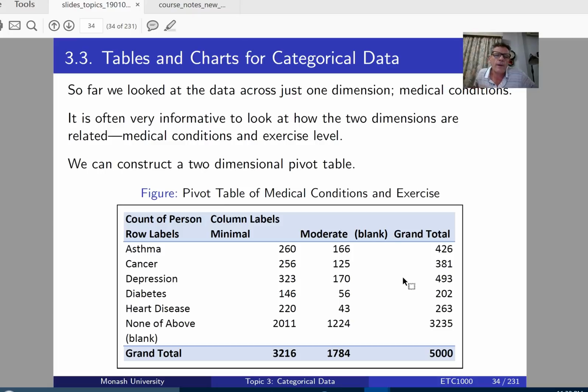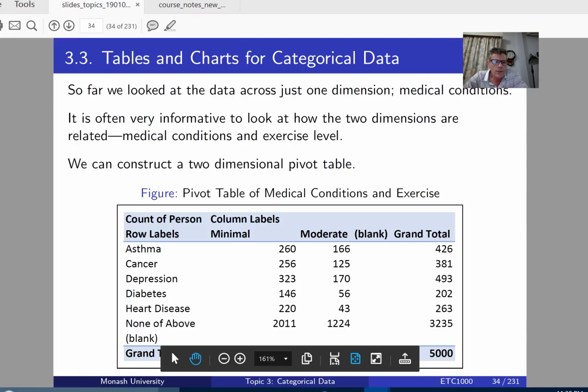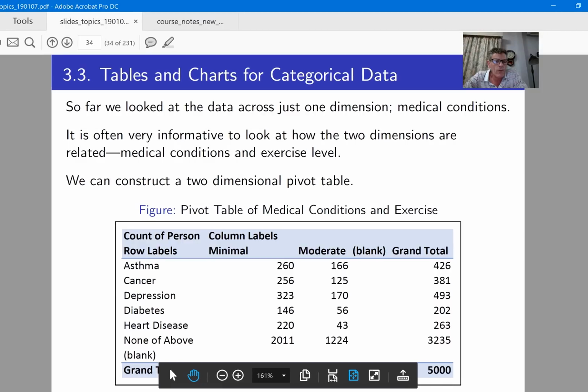Okay, that's all fine. That's when we're just looking at one of the dimensions, which was medical conditions. But that's not particularly interesting, because one of the beauties of data analytics is trying to find patterns in data, trying to find connections between what's going on here and what's going on over there. We want to know, why is it that some people have a lot of depression and other people have a lot of asthma and so on? And so we need to get some idea about how all that works together.